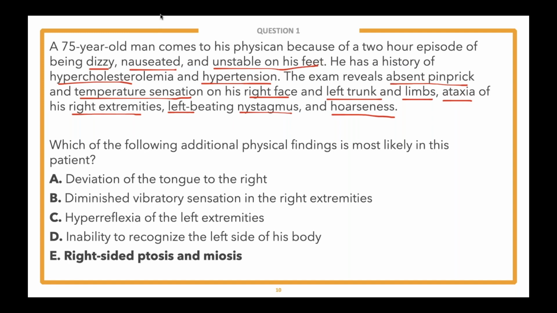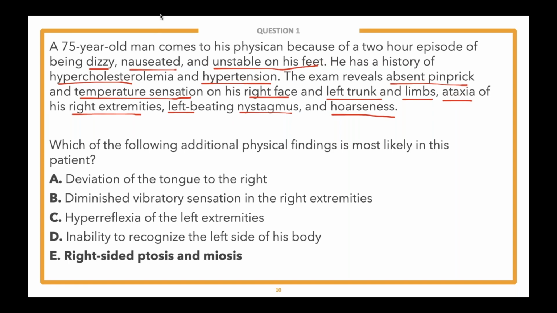So it's contralateral, okay? So MCA damage is associated with contralateral paralysis and sensory loss of the face and upper extremities. But hemi-neglect would not explain this patient's dizziness, nystagmus, or ataxia. So the clues of dizziness, nystagmus, and ataxia can help us rule out answer choice D.